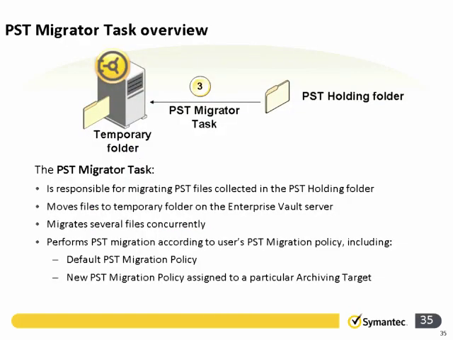Now we're going to move on to the Pst Migrator task. The Pst Migrator task is responsible for migrating those PST files that were collected and placed in the PST holding file. It moves them into a temporary folder on the Enterprise Vault server, and it can migrate several files concurrently, so it doesn't have to just do one at a time. It can be moving multiple files at the same time. And it performs the PST migration according to that particular user's Pst Migration policy.